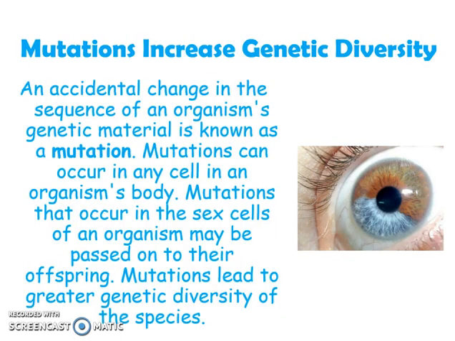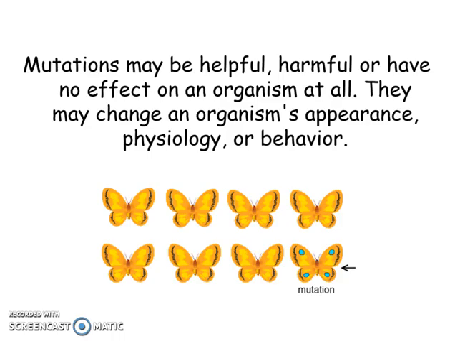Now in the genes you have things called mutations. An accidental change in the sequence of an organism's genetic material is known as a mutation. Mutations can occur in any cell in an organism's body, but mutations that occur in the sex cells, which are the sperm and the egg, of an organism may be passed on to their offspring. Mutations lead to greater genetic diversity. Sometimes mutations can be helpful, harmful, or they may have no effect on the organism at all. They may change the organism's appearance, physiology, or behavior.